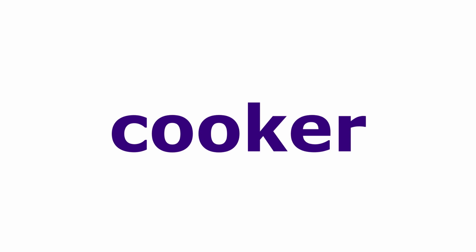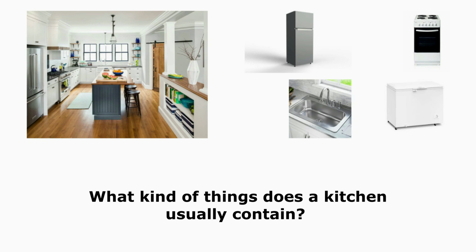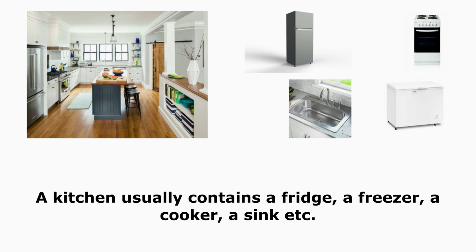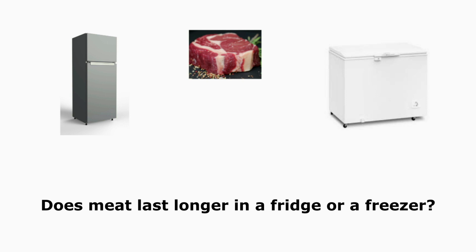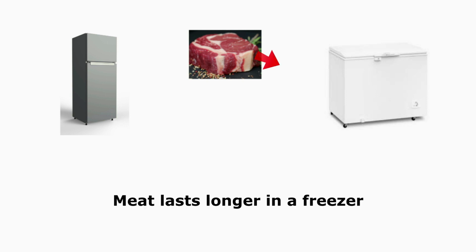Kitchen. Fridge. Freezer. Cooker. Sink. Microwave. What kind of things does a kitchen usually contain? A kitchen usually contains a fridge, a freezer, a cooker, a sink, etc. Does meat last longer in a fridge or a freezer? Meat lasts longer in a freezer.